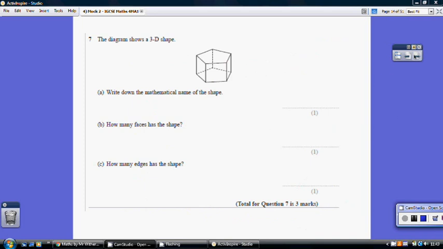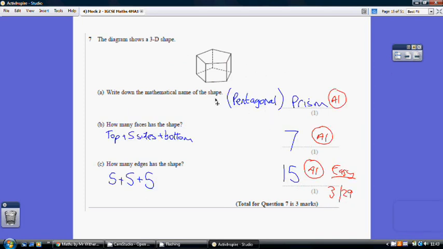Question 7. Well, this is a prism. Remember, a prism is a three-dimensional shape that has a constant cross-section throughout. To be even more precise, though you didn't need to say this, it's a pentagonal prism because the cross-section is a pentagon.